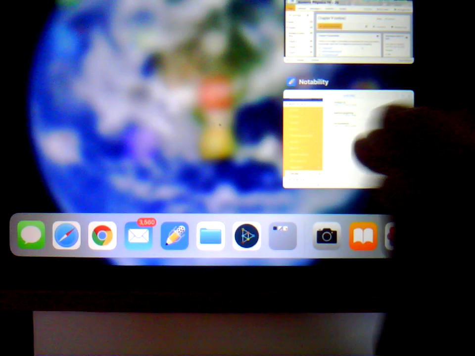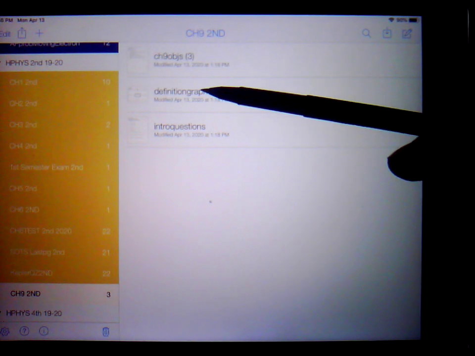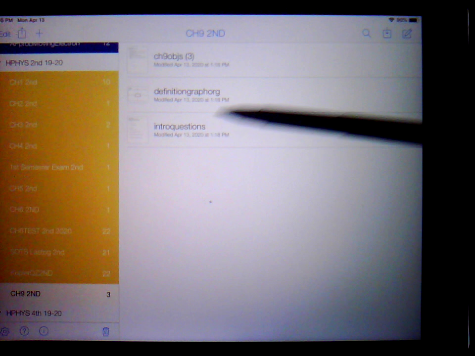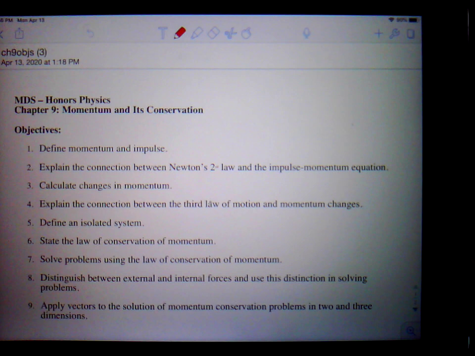In Notability, you should create a chapter 9 subject under your honors physics. And you need to download those 3 documents: chapter 9 objectives, definition graphic organizer, and the intro questions. We're going to do these 3 today. Once you get those downloaded, open up the chapter 9 objectives. I'm going to use paper here so I can write the information I have on here.